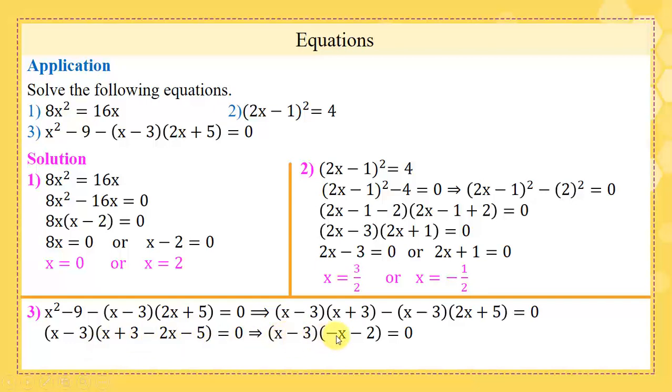Then (x − 3)(−x − 2) = 0. Then x − 3 = 0 or −x − 2 = 0. Therefore x = 3 or x = −2.